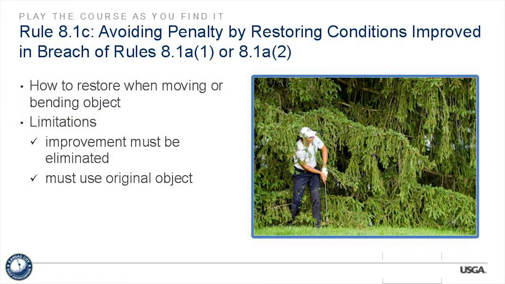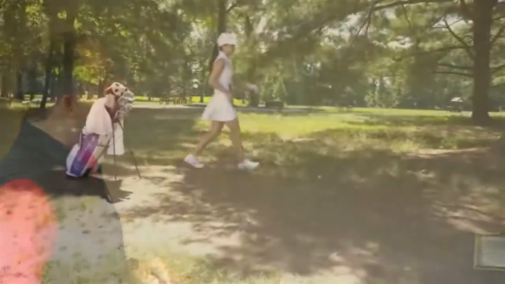Okay, so how do we restore this if we want to get ourselves off the hook? Some certain limitations. But first of all, the improvement must be eliminated, pretty obvious. We must use the original object. Whatever we've done with whatever object it is, that object has to come back. Not a similar one, but that object. Here's that example again.